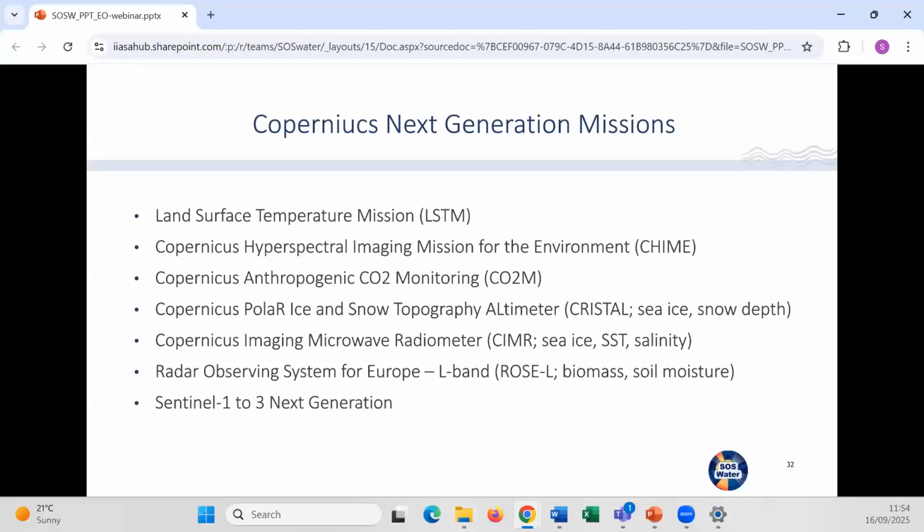Then there is the Copernicus hyperspectral imaging mission, CHIME, which will provide the first operational global hyperspectral data. And a few more missions for anthropogenic CO2 monitoring, for example. Other missions focus on biomass, salinity, sea ice, snow depth. None of them is specifically for hydrological applications. But I think with Sentinel-1 to 3 next generation, that will have significantly improved spectral, radiometric, and spatial resolutions, we can then expect a significant move forward from 2030 on.